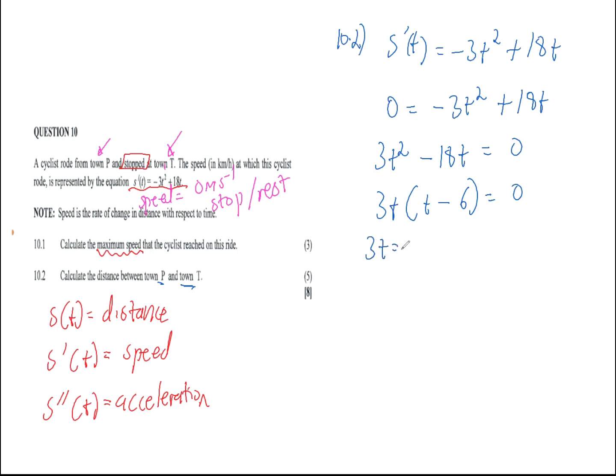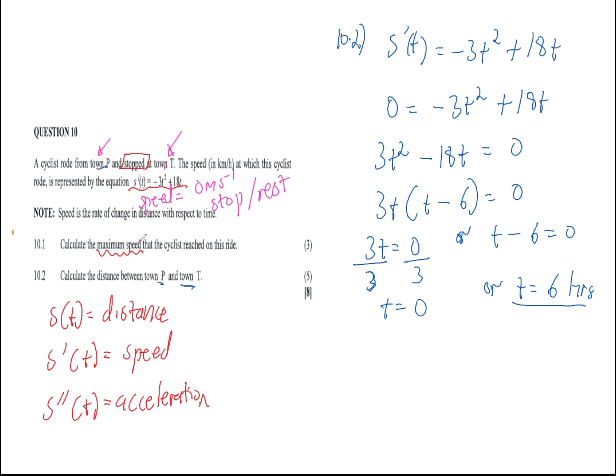So we're going to end up with 3T equals 0, or T minus 6 equals 0. We divide by 3 on both sides here, and T would still be equal to 0, or T would be equal to 6 hours. Obviously, the 0 represents that initially when he starts at town P, he would have been stationary before he starts cycling. And 6 hours is when he reaches town T and stops there. So obviously, we have to continue with T equals 6 hours.